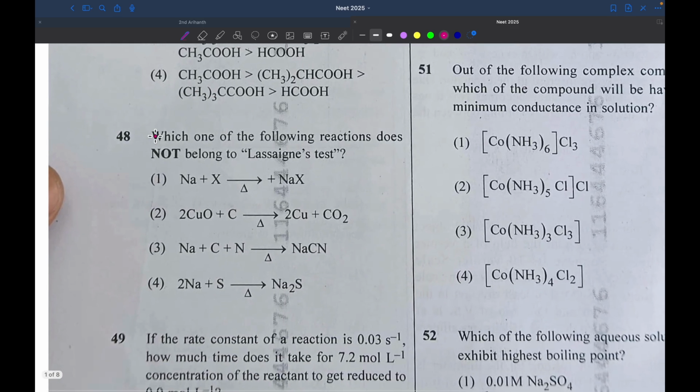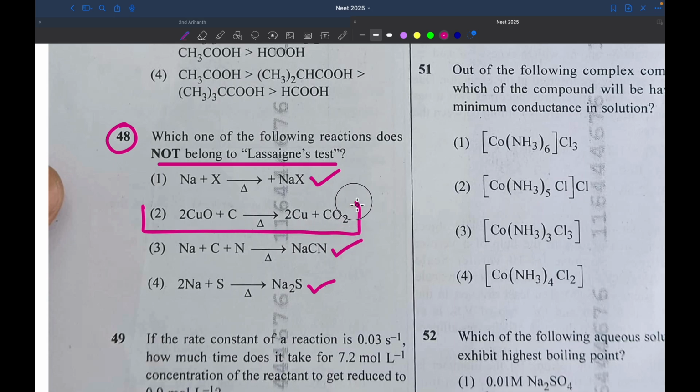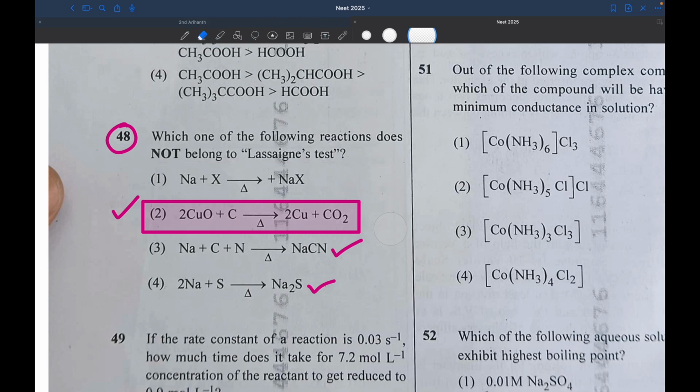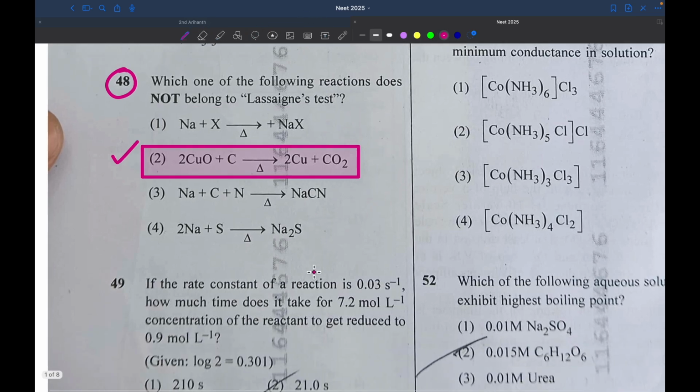Next, 48: which of the following reactions does not belong to the Lassaigne test? So this belongs to the Lassaigne test. Sodium cyanide test is a Lassaigne test. Sodium sulfide is also a Lassaigne test. But heating of copper oxide with carbon is not part of the Lassaigne test. So the answer for the question is the second option.